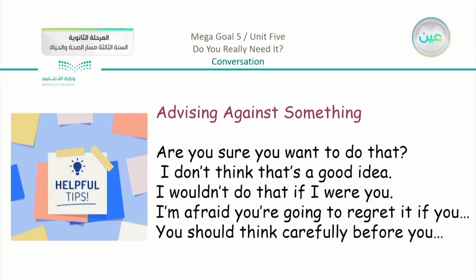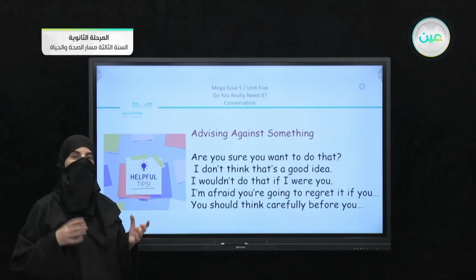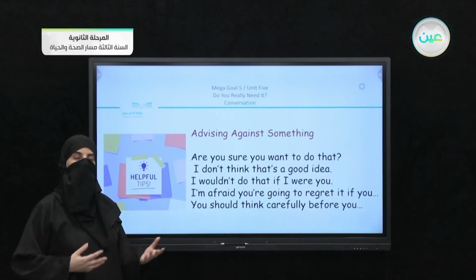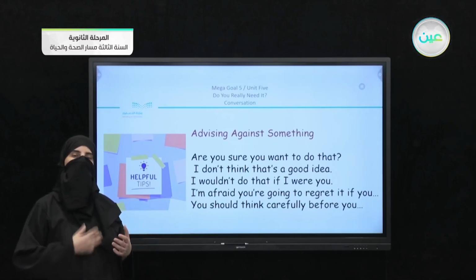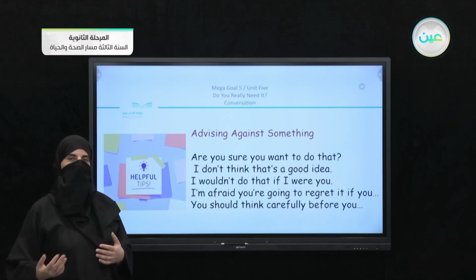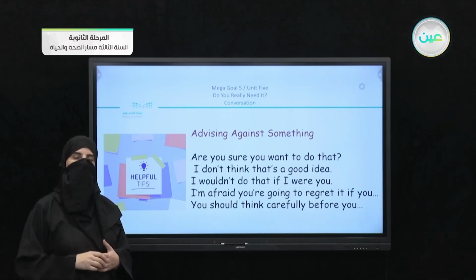I don't think that's a good idea. Here we can see a direct phrase to show that you do not agree and you are advising to do something else. I wouldn't do that if I were you. I'm putting myself in the person's place and saying, I wouldn't do that if I were you, to show another way to advise against instead of giving a direct phrase.